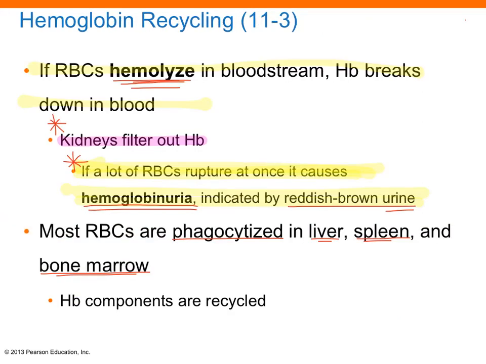If red blood cells hemolyze in the bloodstream, the hemoglobin breaks down in the blood. The kidneys filter out the hemoglobin. If a lot of red blood cells rupture at once, it causes hemoglobinuria, indicated by a reddish-brown urine. Most red blood cells are phagocytized in the liver, spleen, and bone marrow.